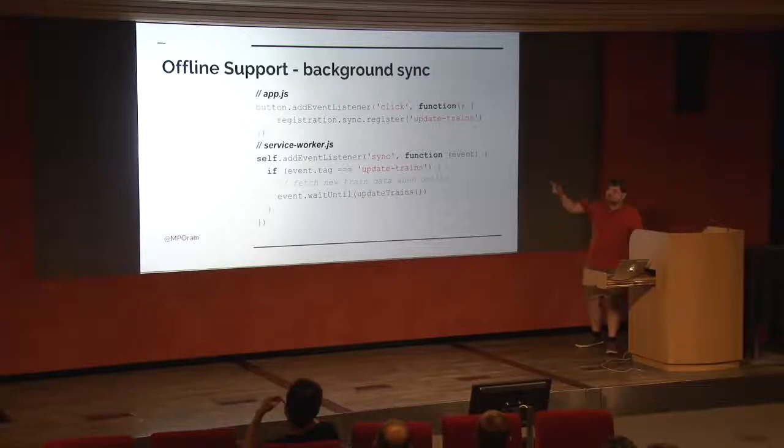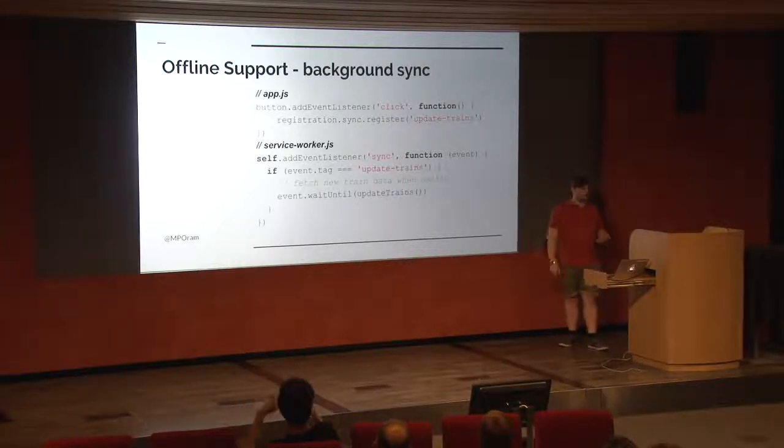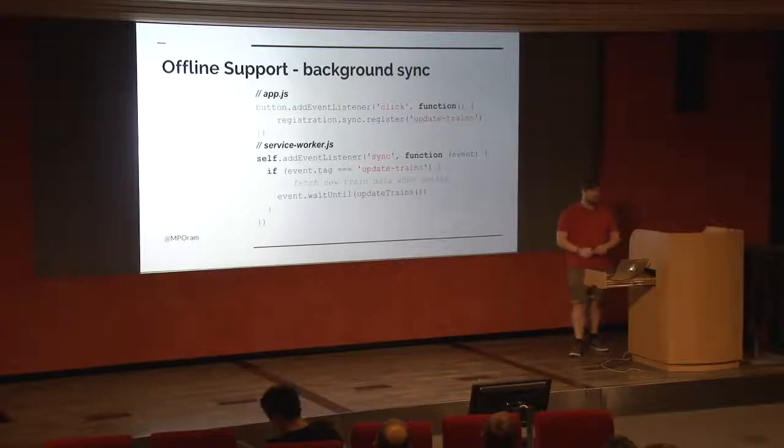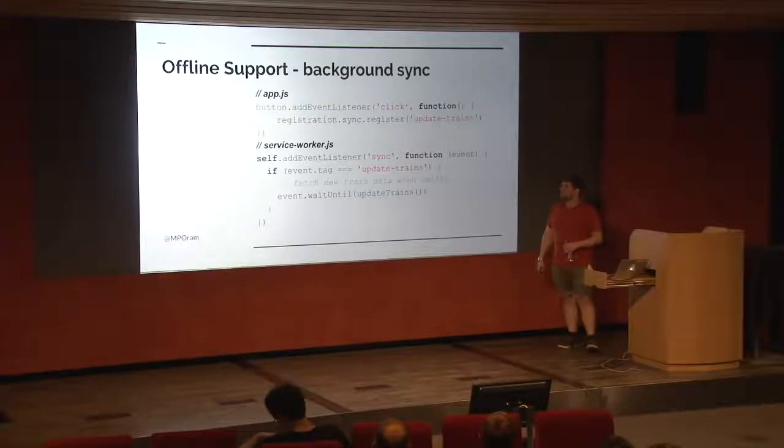So in my client, app.js, I've got a button, which when I click it, it's going to update my trains. Now, instead of actually just making a fetch request, what it's going to do is register a sync with my service worker. Now, in my service worker, I can pick up that sync, and I'm going to check, is this particular sync that's fired the one for update trains? If it is, then I'm going to execute my update trains function. But I'm going to execute my update trains function inside an event wait until.